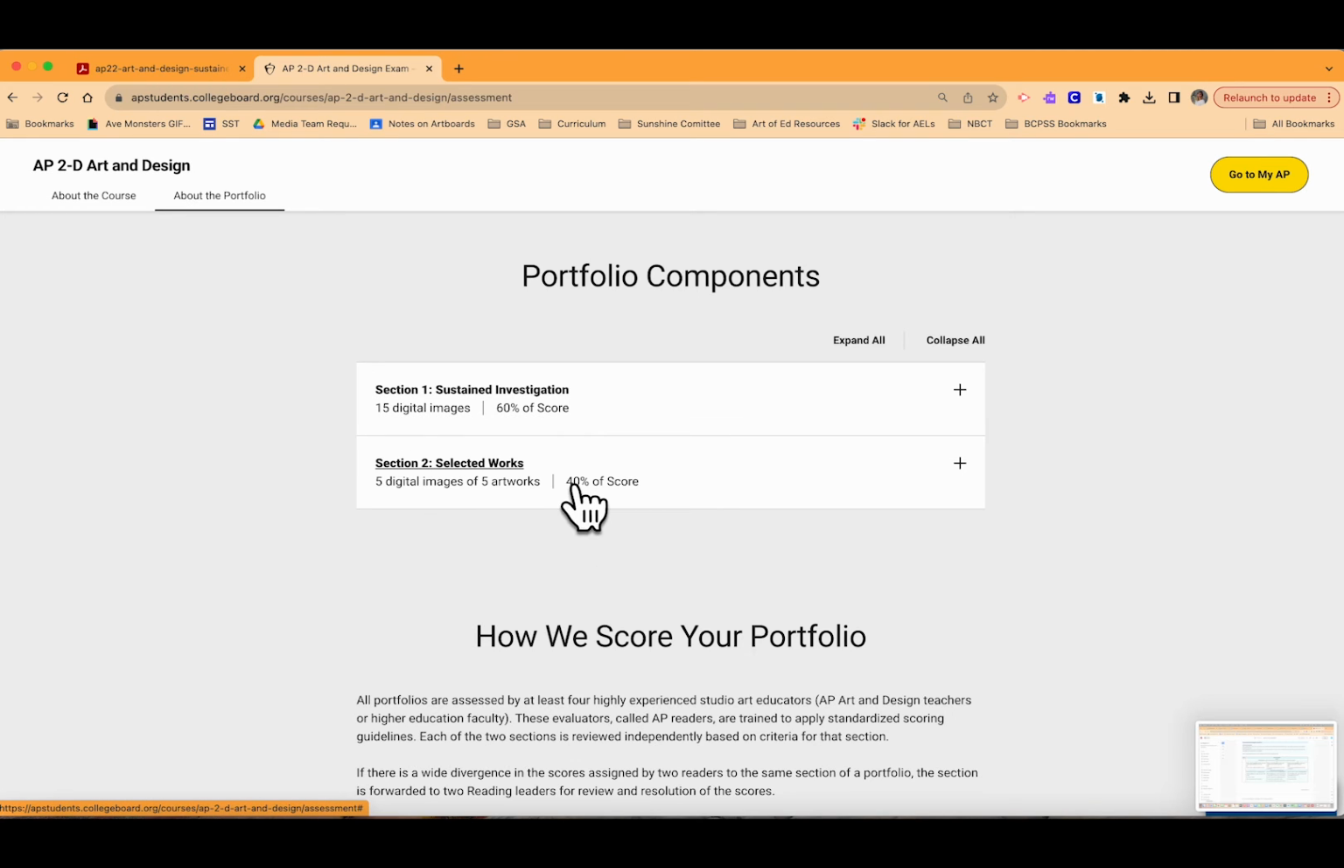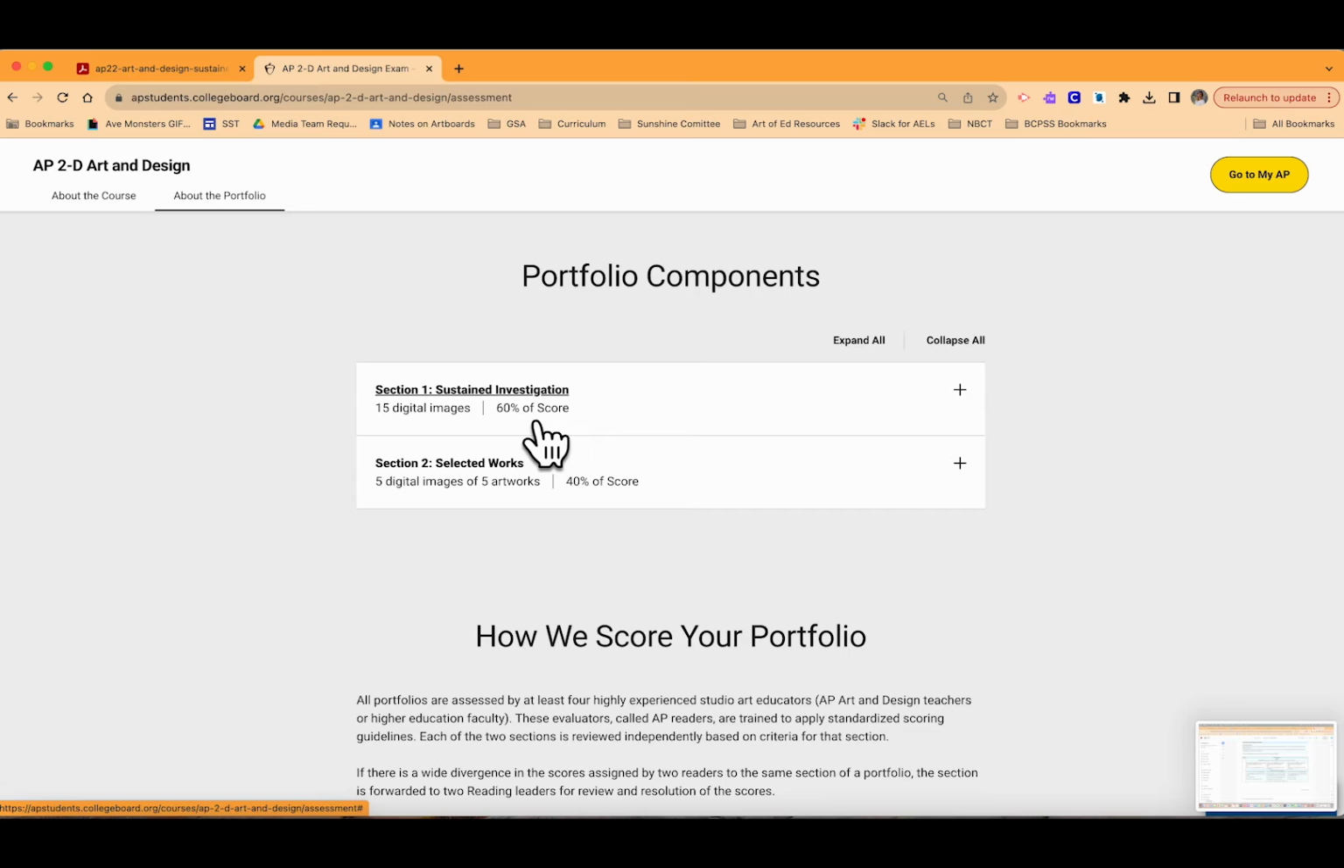Okay, so the next part, we have the components of the portfolio. This is a big deal that I don't think a lot of students understand. When you are doing your portfolio, there are two sections. One of them is about a specific topic or theme, and that's called your sustained investigation. The other section is called your selected works. The sustained investigation is a lot bigger. It's 15 digital images, and so it's actually 60% of your score. So a big chunk of your score is based on those themed works.